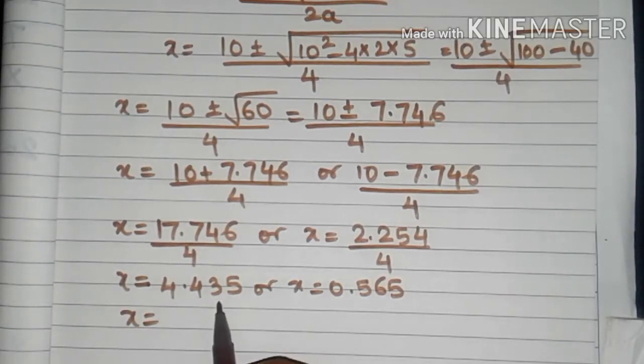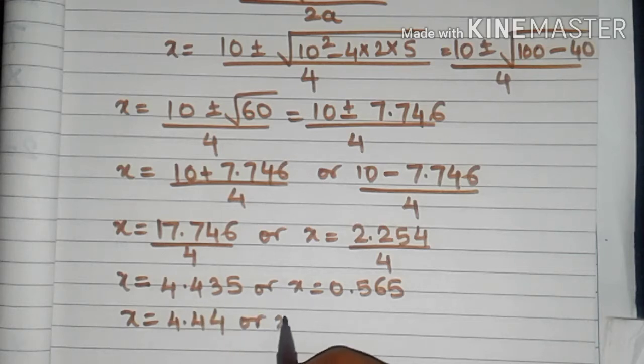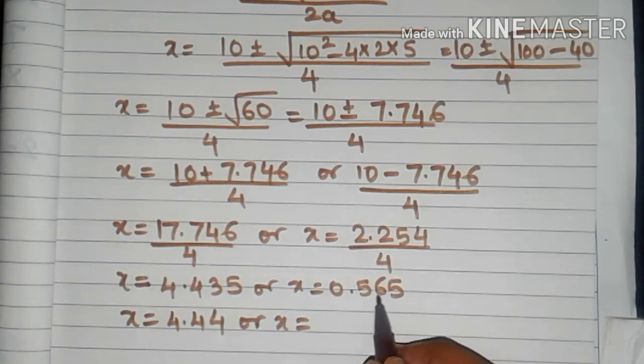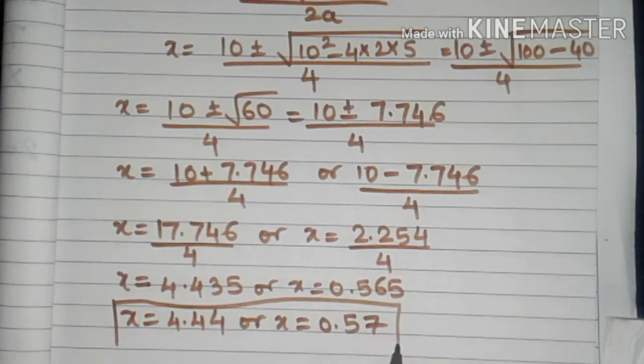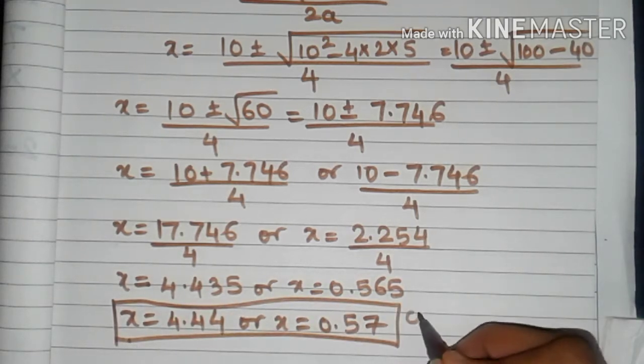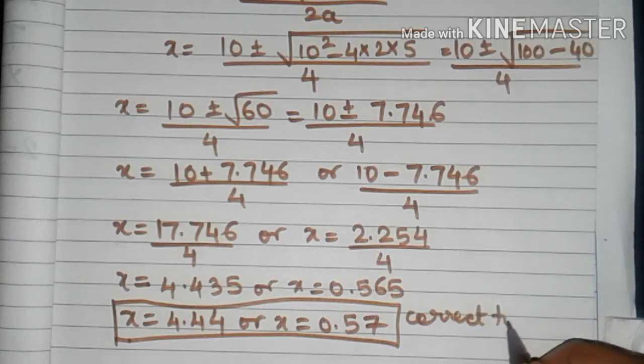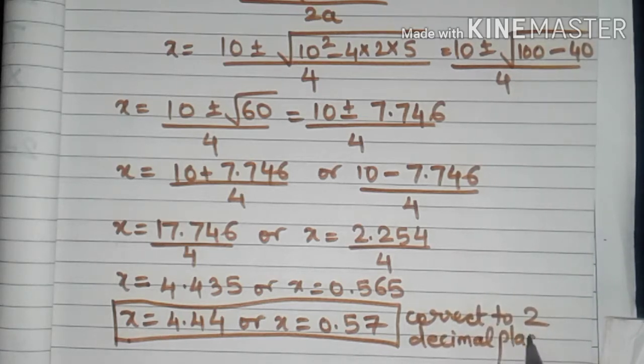So friends, you tell me how to find the answer. 2 decimal places means, will it be 4.43 or 4.44? Yes, it will be 4.44. Or x is, now because of this 5, what will be the answer? 0.56 or 0.57? Yes, it will be 0.57. So this is our final answer, correct to 2 decimal places. This is the final answer.